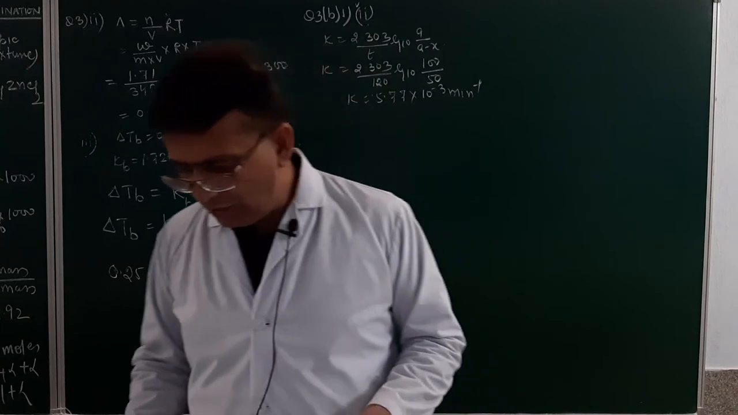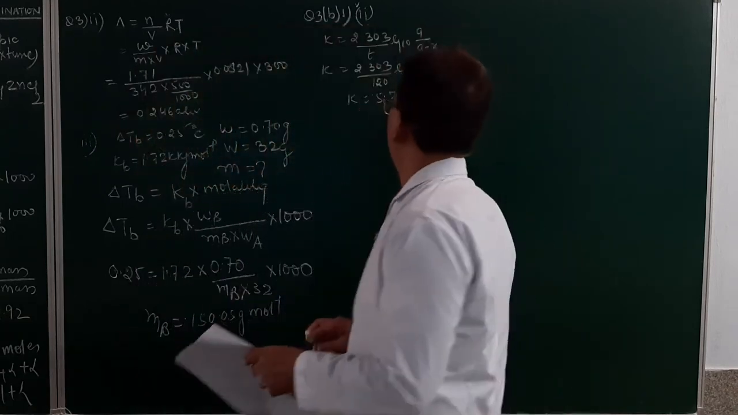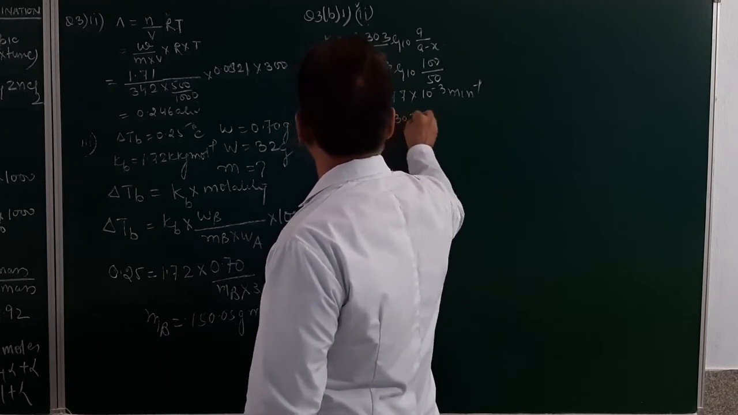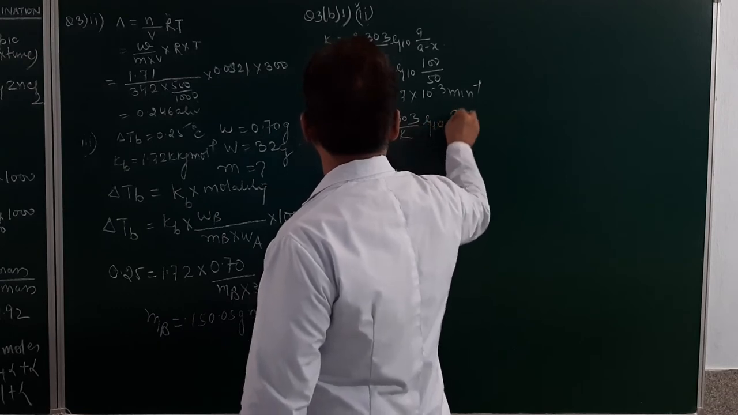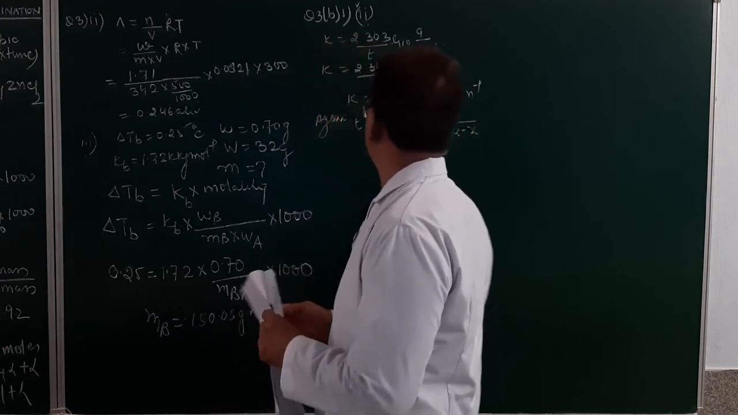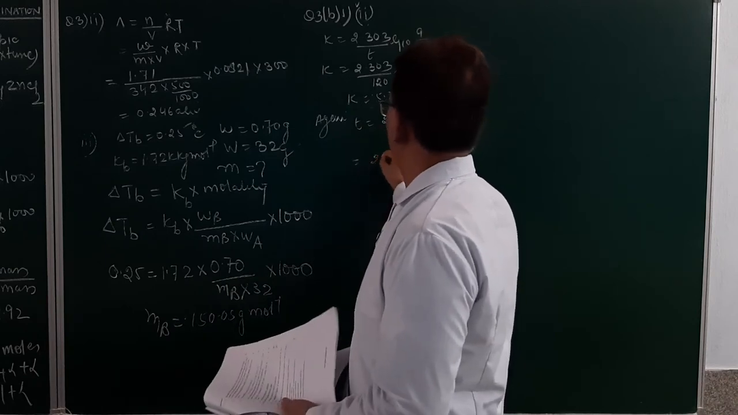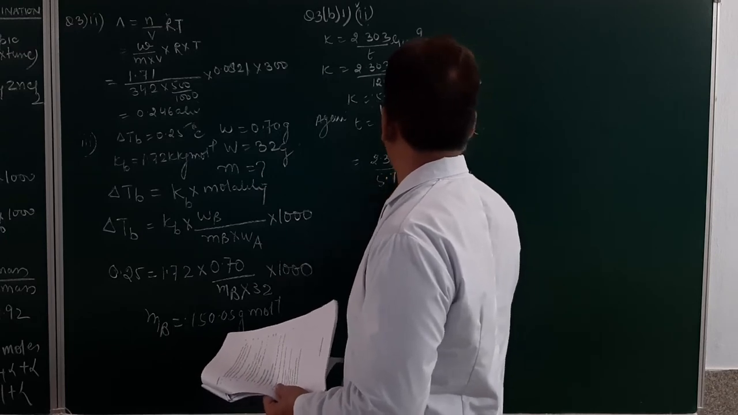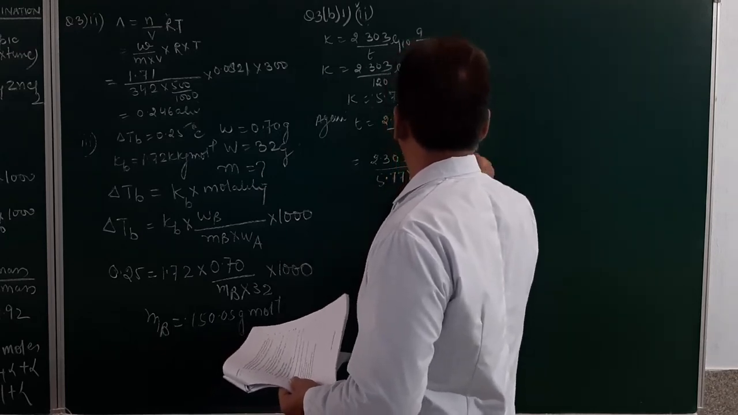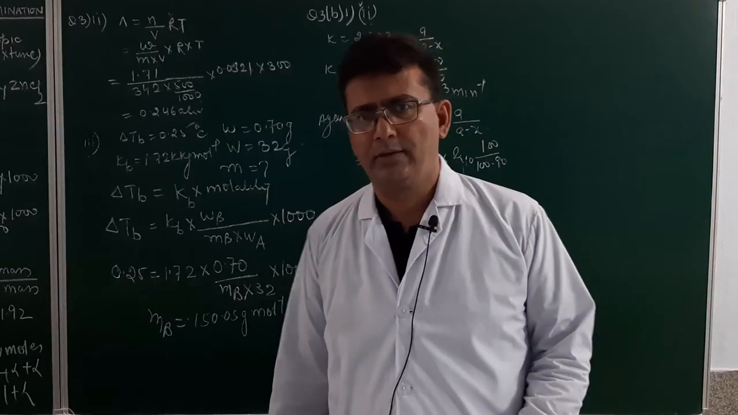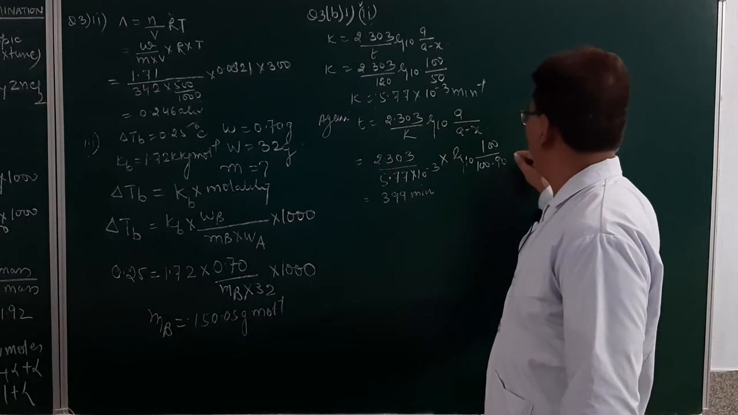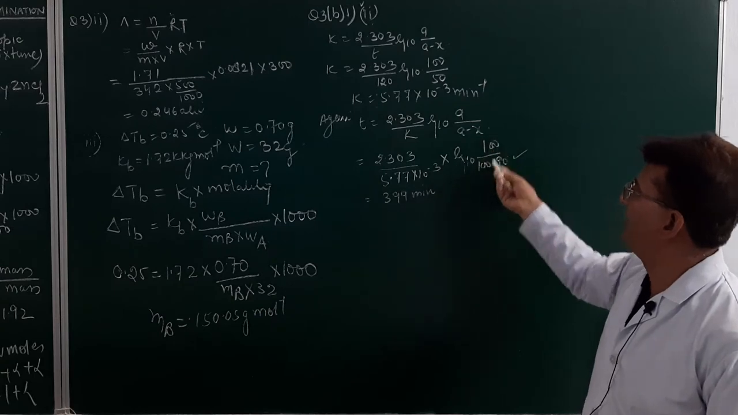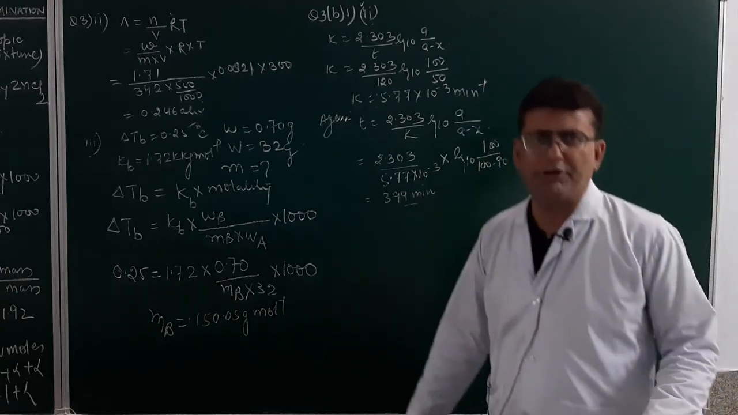Then the part is, how long will it take for 90% of the compound to decompose? So again, T will be equal to 2.303 upon K log base 10 A upon A minus X. Putting in the values, when 90% is decomposed, it will be 2.303 upon 5.77 into 10 raised to power minus 3 into log base 10. Solving it out, the answer will come to be equal to 399 minutes.